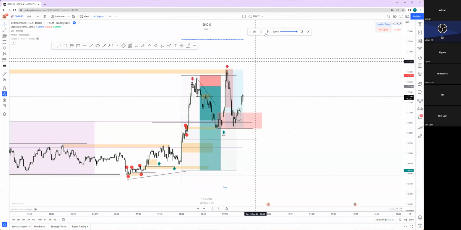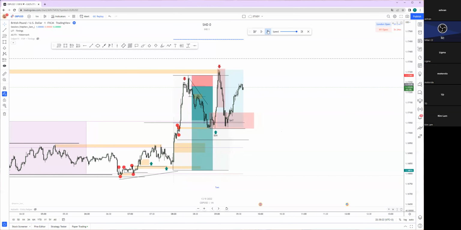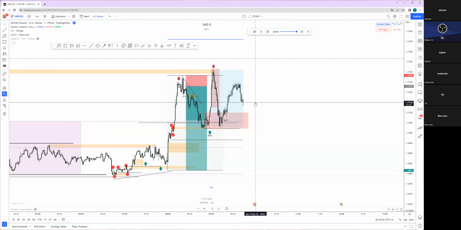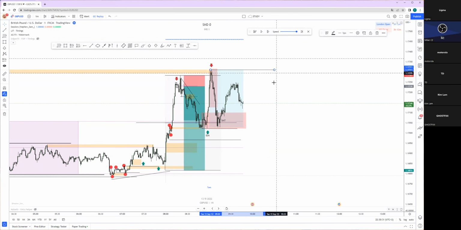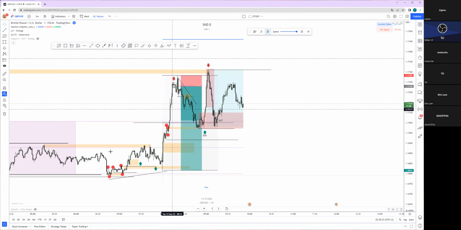Okay, and nothing crazy here. I'm gonna take super high probable trades. So which are those two? No, let's keep it.